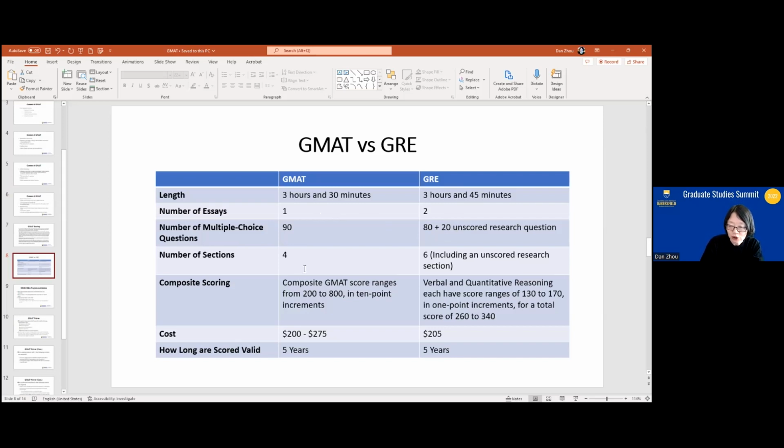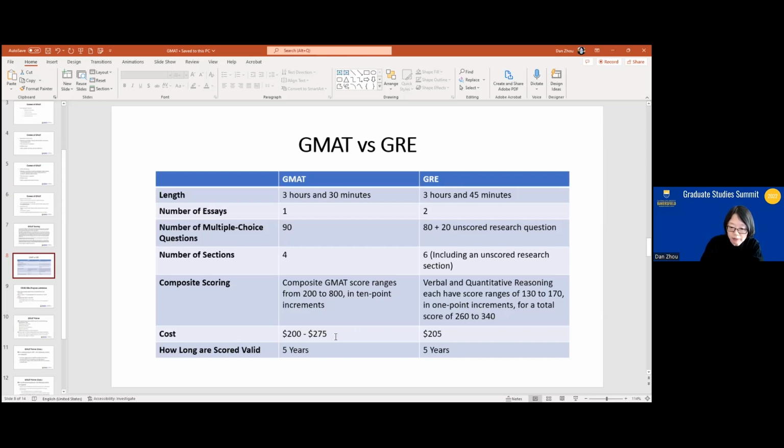The number of sections, like I just introduced, for GMAT there are 4 sections. However, for GRE there are a total of 6 sections, including an unscored research question section. Then for the scoring, the composite score for GMAT, like I mentioned, is from 200 to 800 with 10-point increments. For the GRE, each section, verbal and quantitative reasoning, ranges from 130 to 170 in 1-point increments, and the total score can be 260 to 340.